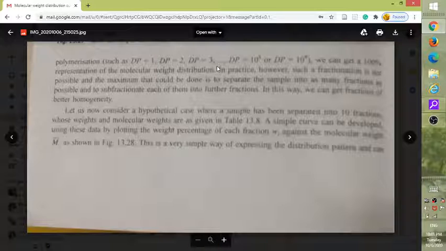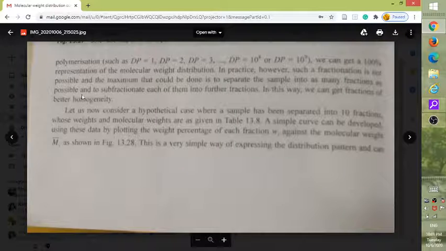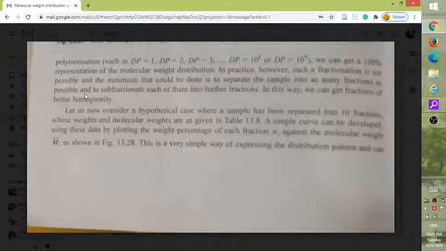In practice, however, such a fractionation is not possible, and the maximum that could be done is to separate the sample into as many fractions as possible and to subfractionate each of them into further fractions. In this way, we can get fractions of better homogeneity. So how to get close to the ideal situation? First separate them into fractions, and then subfractionate each fraction into further fractions. This way you can get fractions of better homogeneity.